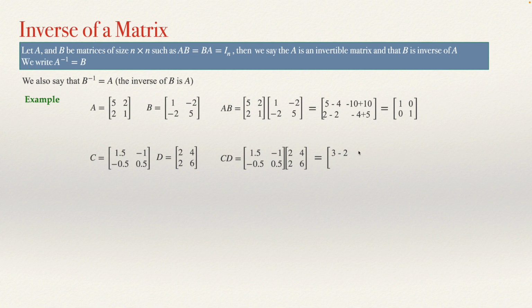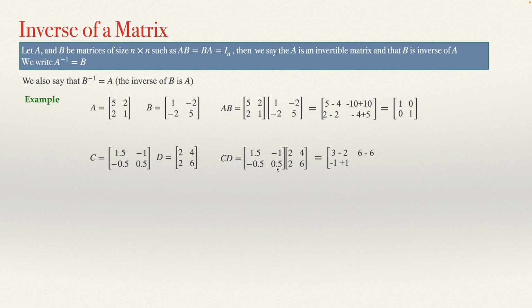And the second element of the first row of the product will be 1.5 times 4, this is 6, minus 1 times 6 will be negative 6, so 6 minus 6. Here it will be minus 0.5 times 2 equal negative 1, and 0.5 times 2 is plus 1, so it will be negative 1 plus 1.